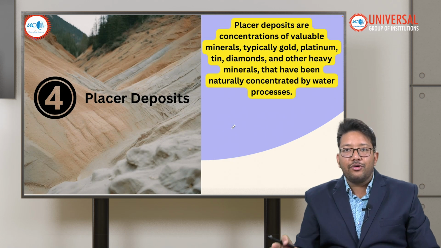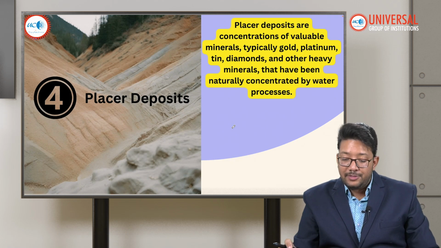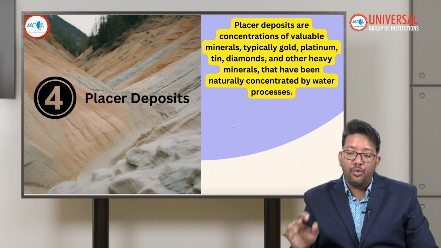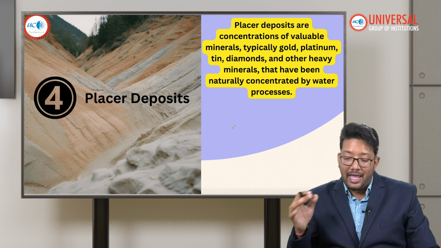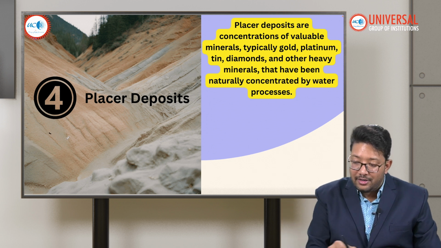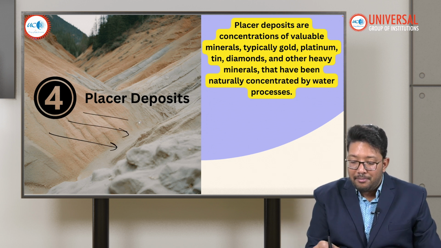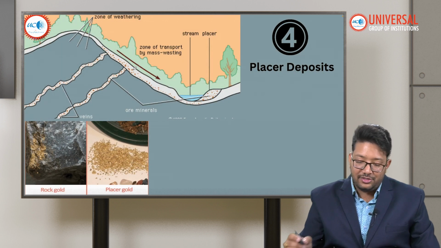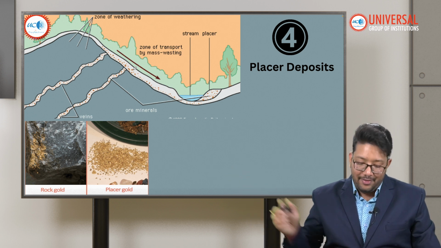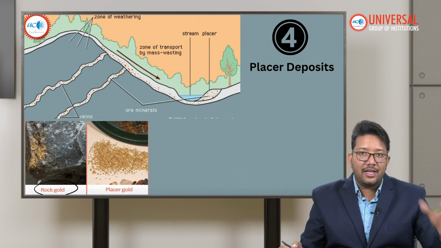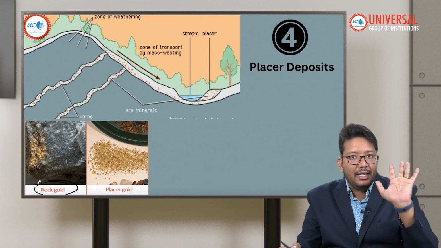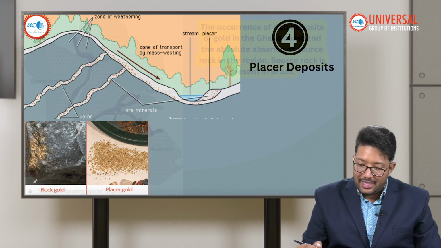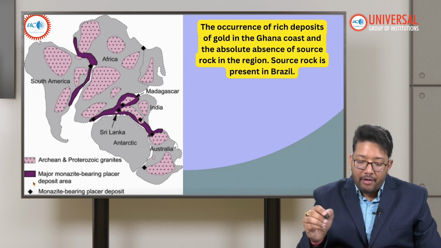Okay, and the fourth evidence is placer deposits. Placer deposits are concentrations of valuable minerals, typically gold, platinum, tin, diamonds and other heavy minerals that have been naturally concentrated by water processes. So what exactly are placer deposits, students? Check out this one. Suppose we have gold, and you know gold is found in rocks in an impure form.